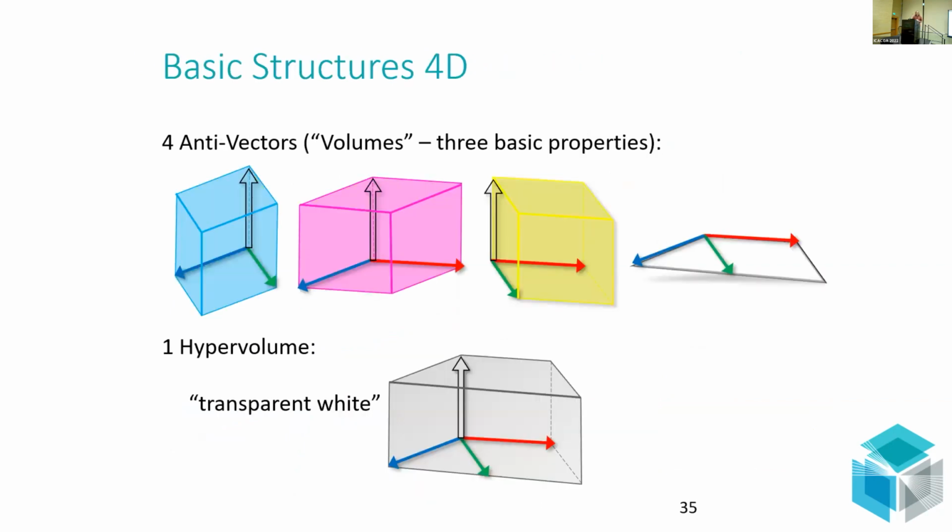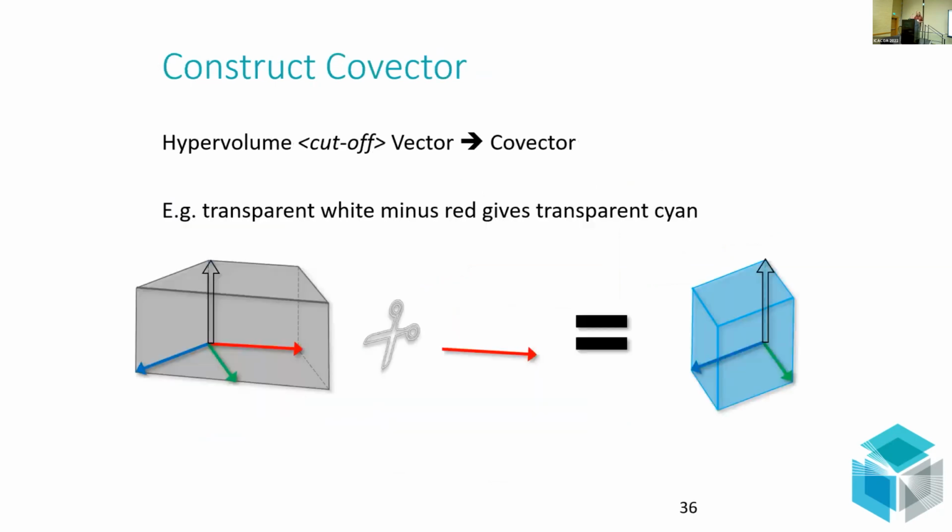So the basic structure in 4D, you can also define the 4 antivectors like volumes, which is transparent mixed colors and 1 non-transparent white. And the hypervolume with all 4 properties together is like a transparent white. This was the additive color scheme.